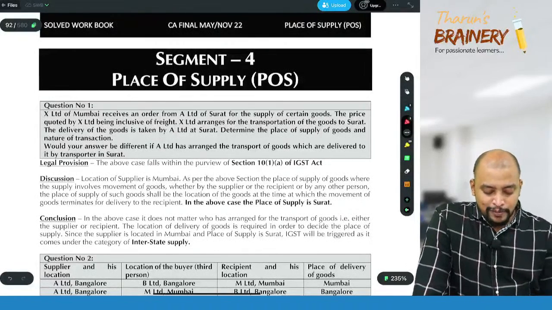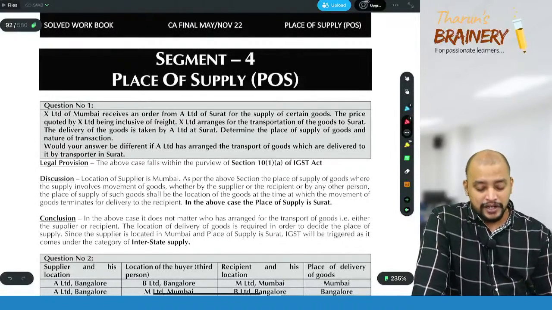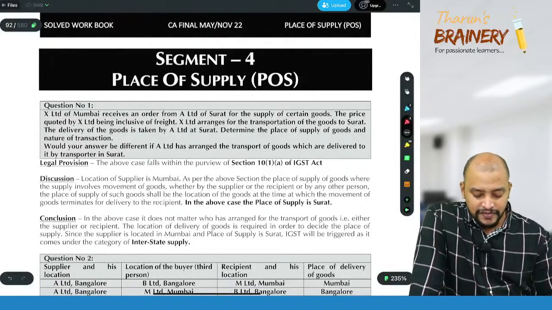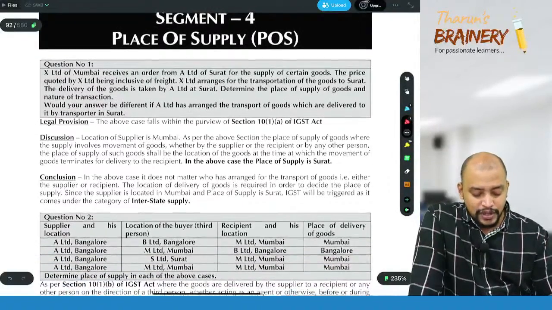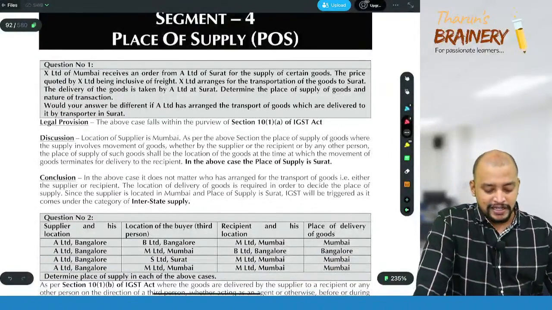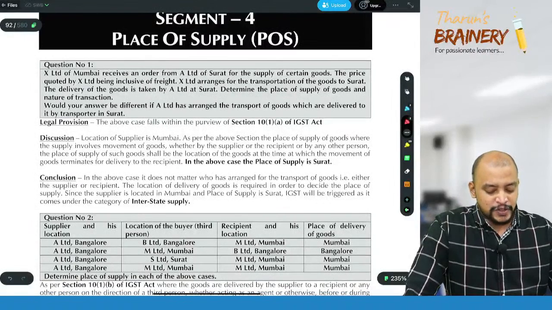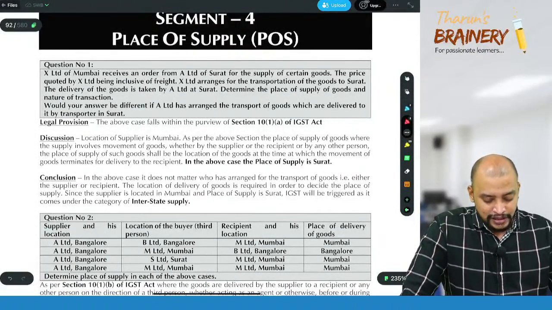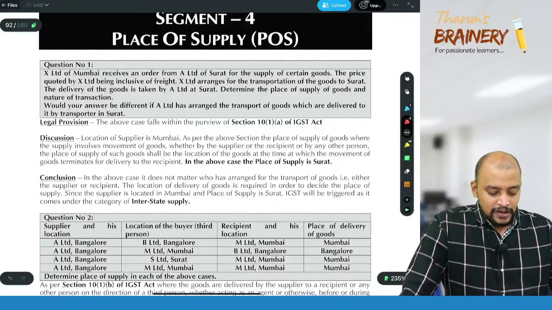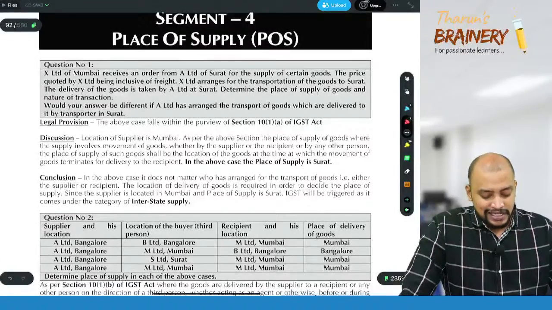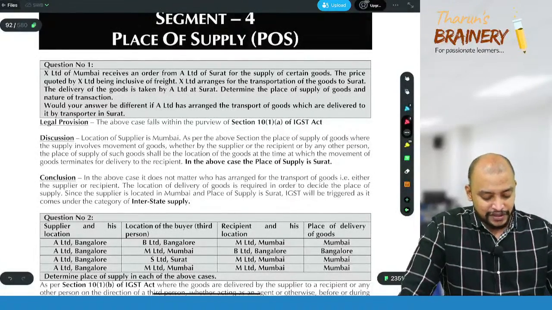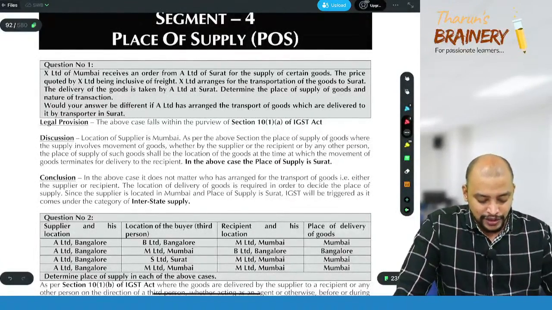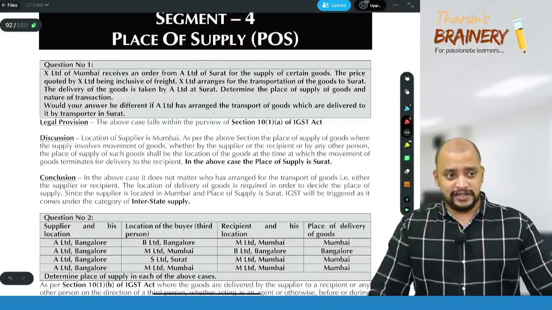X Limited of Mumbai receives an order from A Limited of Surat for supply of certain goods. The price quoted by X Limited being inclusive of freight, X Limited arranges for the transportation of goods to Surat. The delivery of the goods is taken by A Limited at Surat. Determine the place of supply of the goods and the nature of the transaction. Would your answer be different if A Limited has arranged the transportation of goods which are delivered to it by transporter in Surat? Is it goods or services?